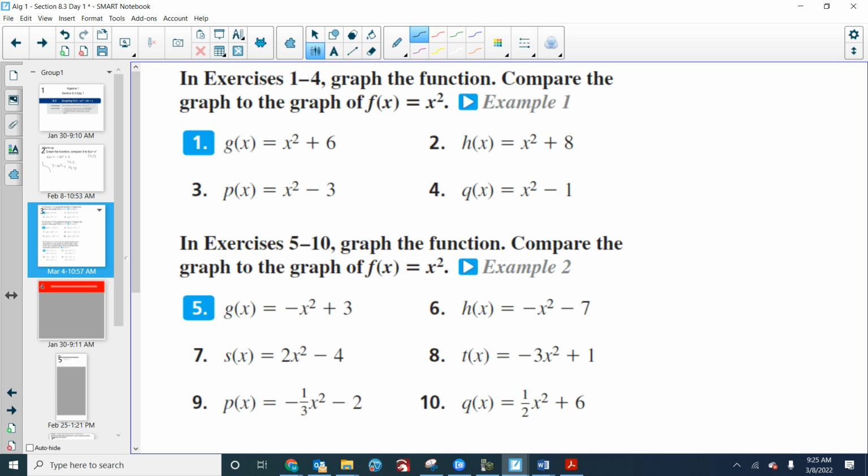Okay, what would happen here? This would be 6 what? 0, 6, but it'd be 6 up comparing it to that, right? What about this one? What would this vertex be? Go ahead, Aaliyah. Good job. 3 down. So it'd be 0, -3, my vertex.